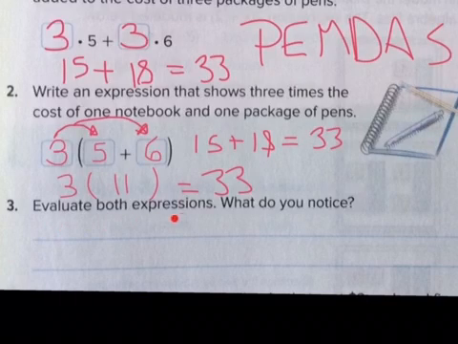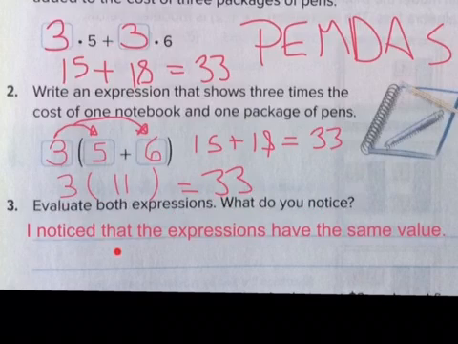Question 3. Evaluate both expressions. So we evaluated this expression, which we did here, and it gave us $33. And we evaluated this expression where we did parentheses first, and then we multiplied with the 3, and it gave us $33. So evaluate both expressions. What do you notice? Well, I noticed that the expressions have the same value. Both of them have the same value.